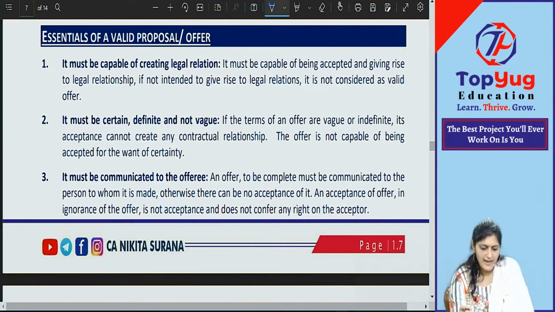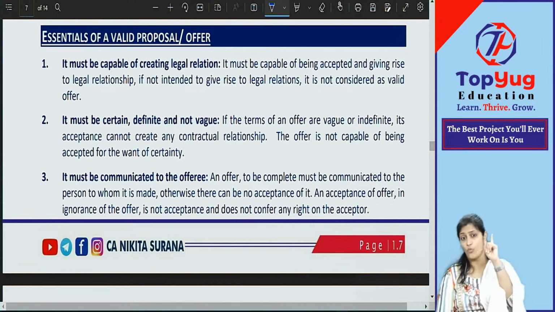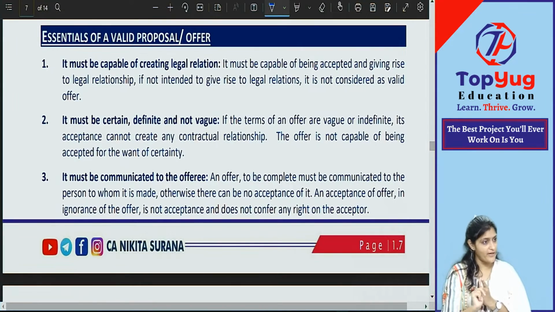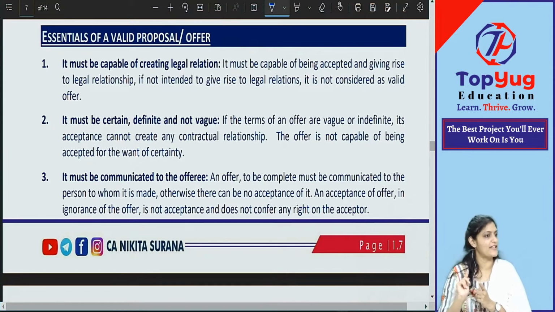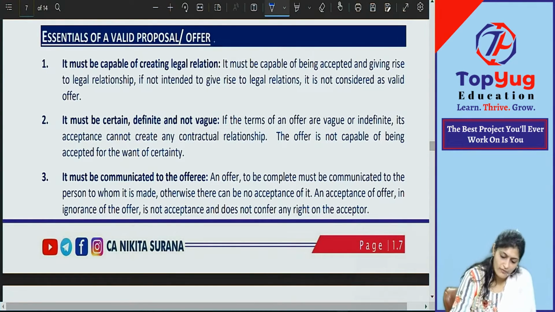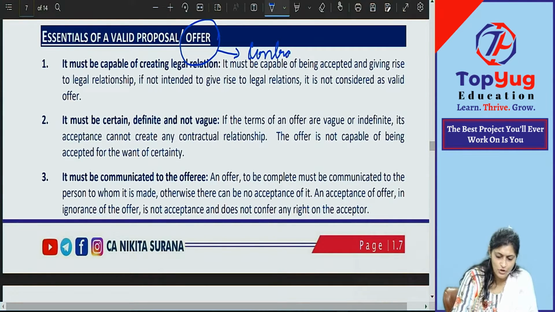Now, essentials of a valid offer. Did we see this in the essentials of a valid contract given under Section 10? What was one of the essentials? We have already seen there has to be always a proper offer and a proper acceptance. Yes or no, everybody? So now, when will this offer be a proper offer? Offer is offer, but to make a contract, it has to be a proper offer.